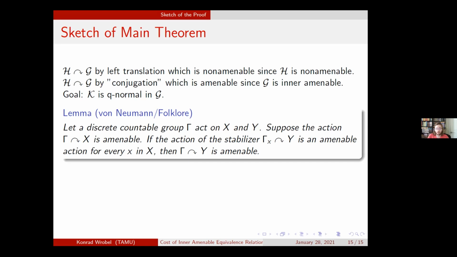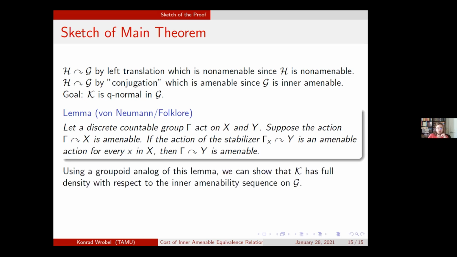So we translate this lemma and prove a surprisingly similar lemma in the groupoid setting that encodes a lot of the same exact information. And using this lemma, I'm not going to get into details of how we do this, but you can actually show that this groupoid K that I defined on the previous slide actually has full density inside the groupoid G.